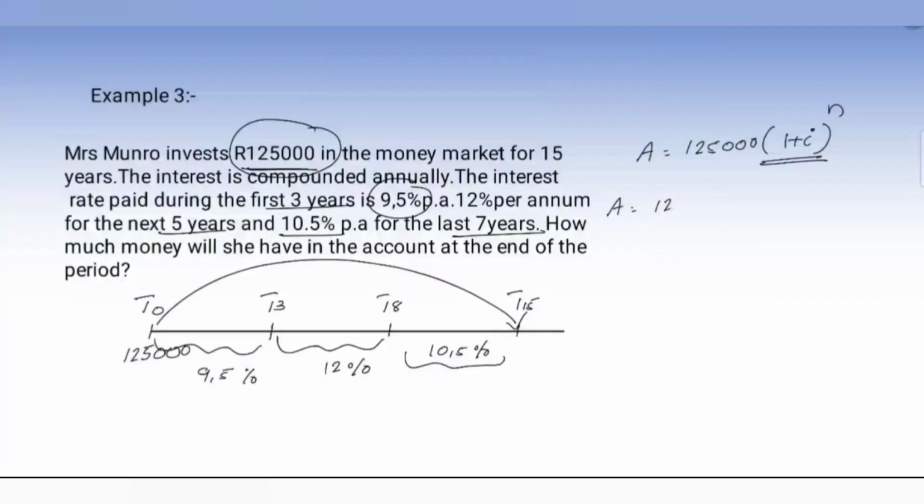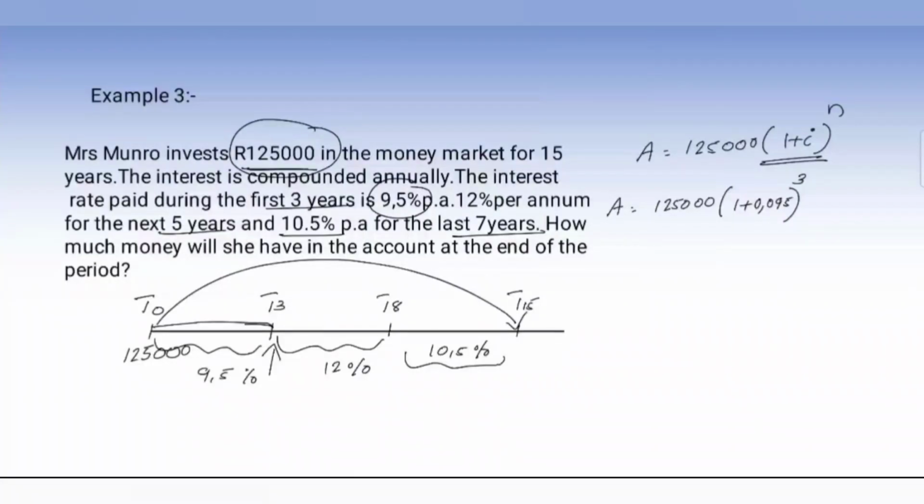That is A is equal to 125,000. First 3 years, that is T0 to T3. That is first 3 years, that is 1 plus, we have the interest rate what? 9.5. That is I is equal to 9.5 divided by 100. That is 0.095 to the power 3. Is it clear? When you do this one, you are actually here, T3, the end of 3rd year.